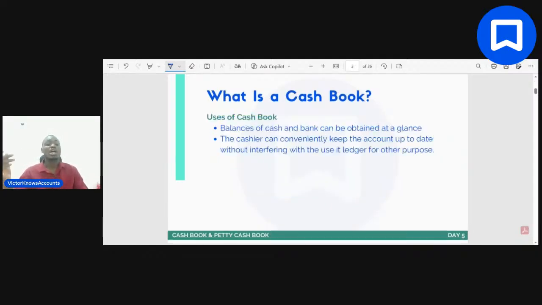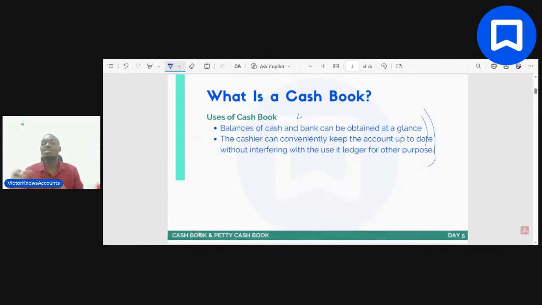Now, what are the uses of a cash book? What are the uses of your cash book? All right. Now, number one is that balances of cash and bank can be obtained at a glance. Now, what does this mean?